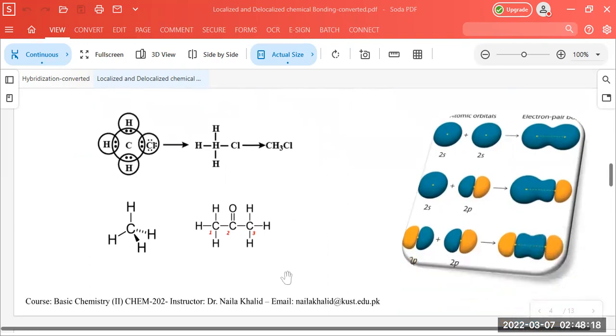In a second example, the electron pair between this carbon and hydrogen in methane is also localized, and even this pi bond is also localized. Although it is a pi bond, C double bond O, it is also localized. It cannot change its position.